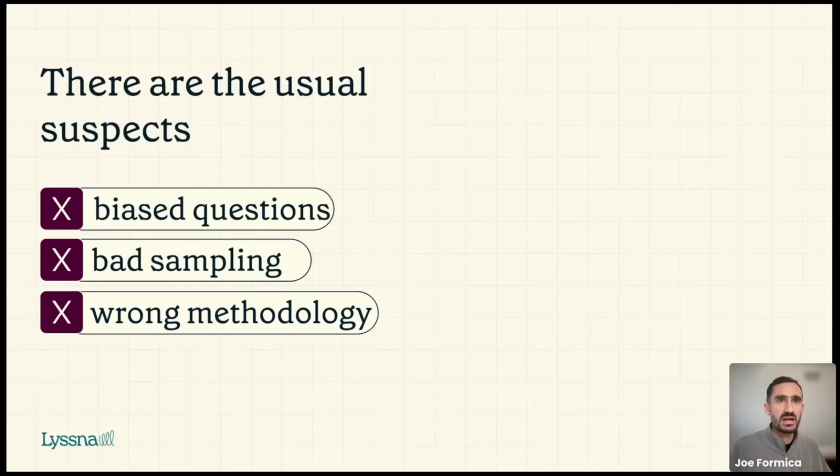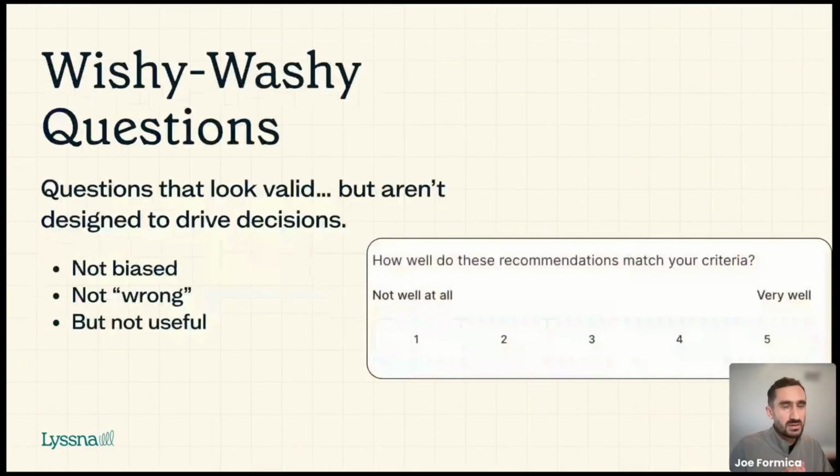These are the fundamentals of a sound research study, and probably things that most of you here are already familiar with and can already point out or are already making sure to screen out of your research studies. But today we're going to focus on something more subtle, our wishy-washy questions. These are questions in a research study that, let's say, are not outwardly wrong, right? They're not on the face just biased, leading, poorly worded. They look like valid questions to include in a research study.